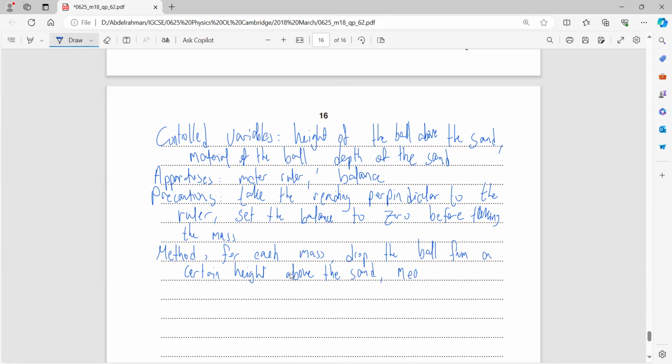Measure the diameter of the crater in the sand. That's it. Again, for the method, you have to repeat the same experiment for all of the stated masses. You must say that. Repeat the method for all the stated masses.